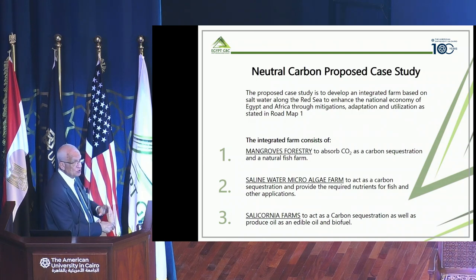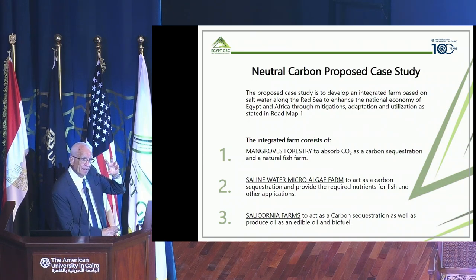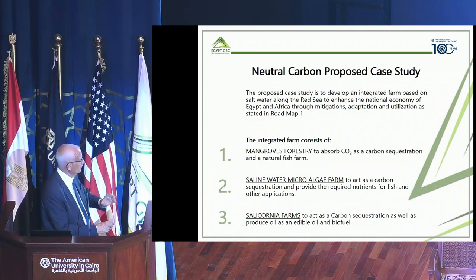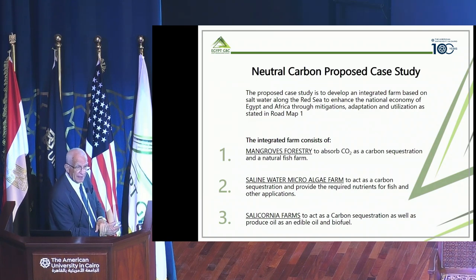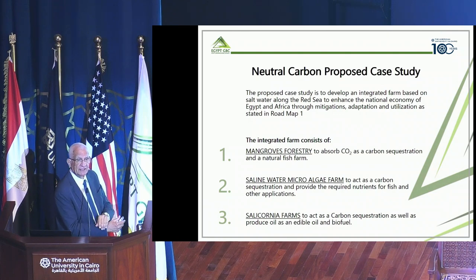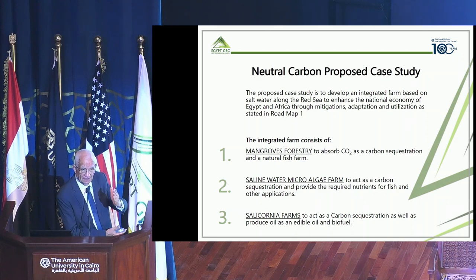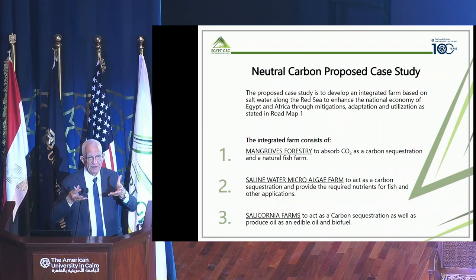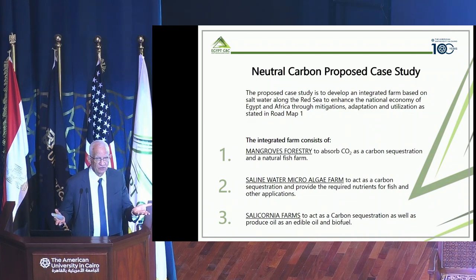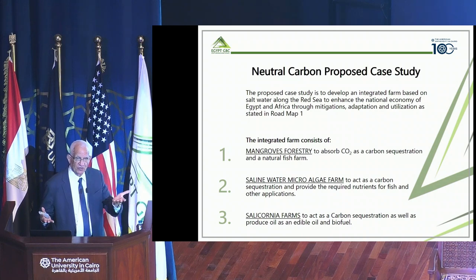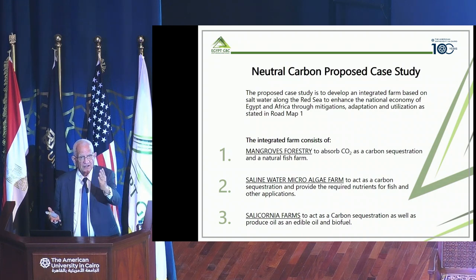Now, the proposed business plan is to integrate three different business opportunities. The first one is mangrove forestry. In Egypt, fortunately, we have thousands of mangroves all over the Red Sea, gray and brown. But unfortunately, it is considered a protected area. Why is it considered a protected area? Because these mangroves are planted in seawater with 30,000 to 40,000 ppm, and therefore it's already available along the Red Sea coast.